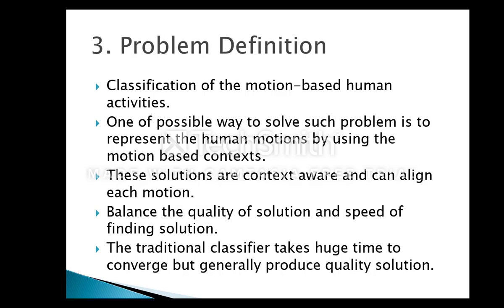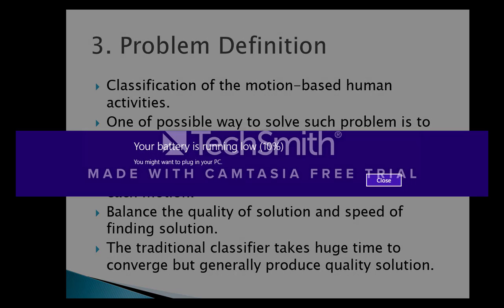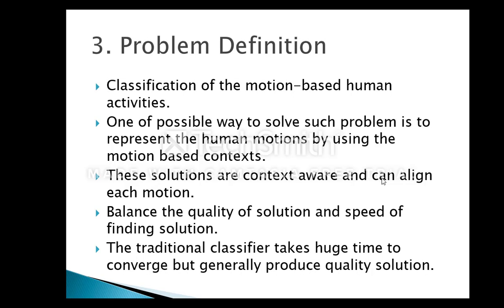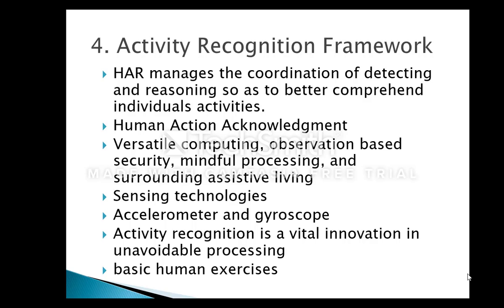This research paper addressed the problem of classification of motion-based human activity. A possible way to solve such a problem is to represent human motions by using motion-based contexts. These solutions are context-aware and can align each motion with a well-defined activity such as walking, running, moving upstairs, etc. The main challenge of a context-aware solution is to balance the quality of the solution and the speed of finding solutions. The traditional classifier takes huge time to converge but generally produces a quality solution. In this work, we propose a solution that finds a quality solution in much shorter time as compared to a traditional classifier.